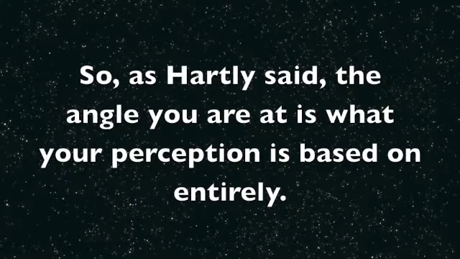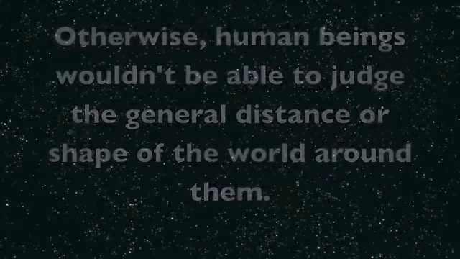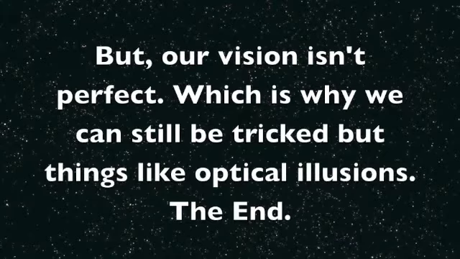As Hartley said, the angle you are at is what your perception is based on entirely. Otherwise, human beings wouldn't be able to judge the general distance or shape of the world around them. But our vision isn't perfect, which is why we can still be tricked by things like optical illusions. The end.